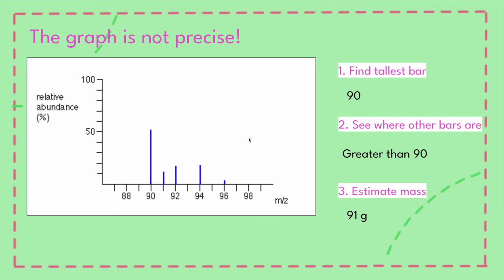Next, we see where the other bars are placed on the mass spectrum, while all the other bars here are greater than 90. Next, for our third step, we estimate the mass. Seeing that most of the other bars, or in this case, all of the other bars, were greater than 90, but 90 is the most commonly found isotope, we can say that the mass is going to be a little greater than 90, and therefore the mass can be 91 grams.